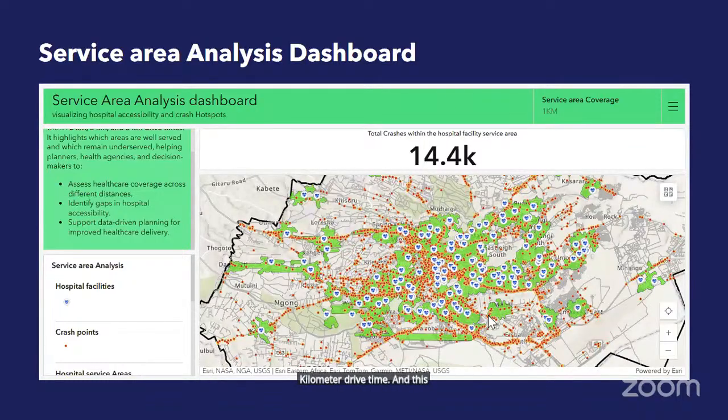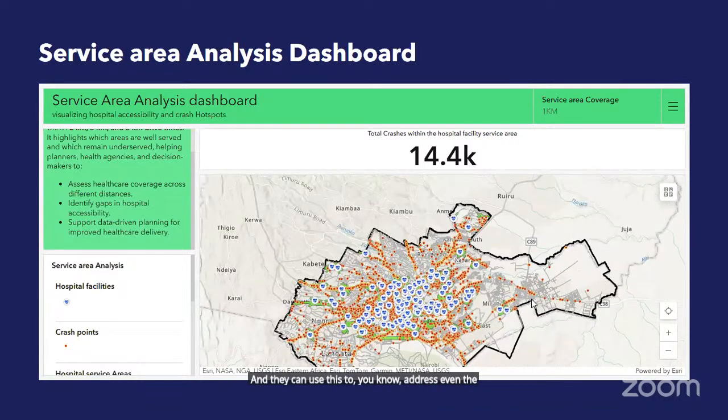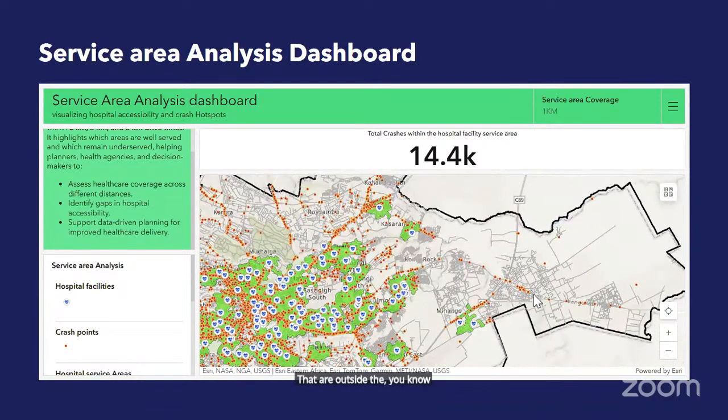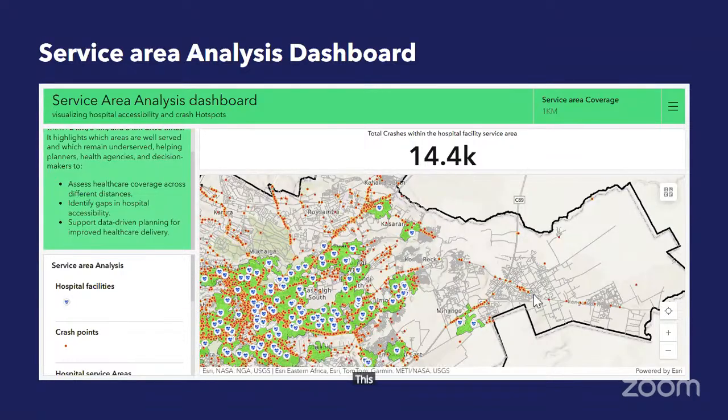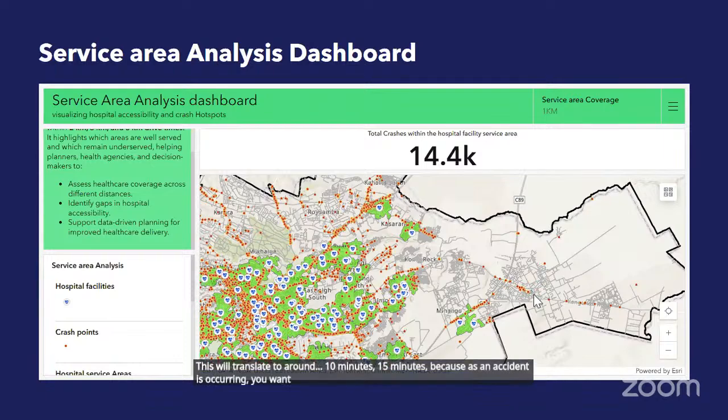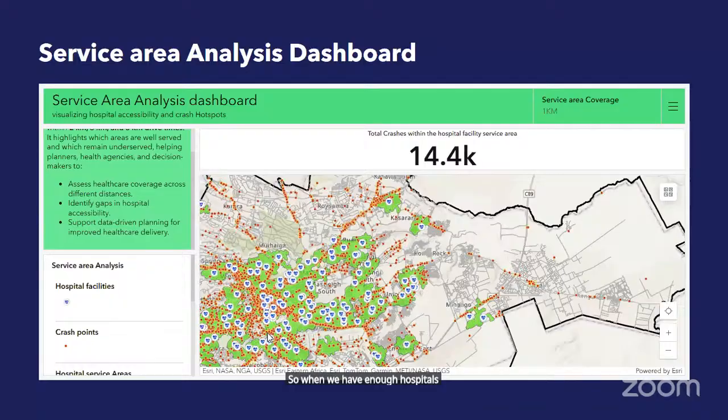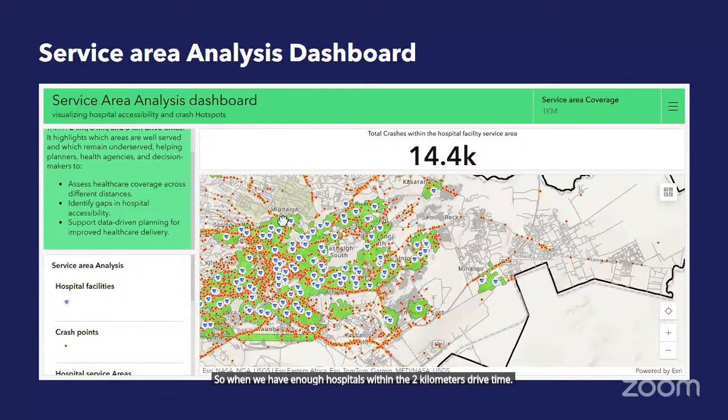And this will be very useful for planning agencies, and they can use this to address even the areas that are outside the 2 kilometers, 3 kilometers, 5 kilometers. And then somebody would ask, why did I decide on 2 kilometers, 3 kilometers, and 5 kilometers? This will translate to around 10 minutes, 15 minutes, because as an accident is occurring, you want to reach the facilities as fast as possible. So when we have enough hospitals within the 2 kilometers drive time, it means that once an accident has occurred, we can easily access a facility, and it makes it easier for us.